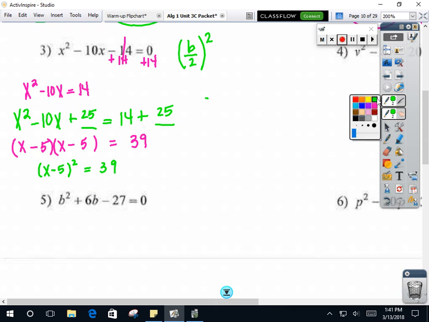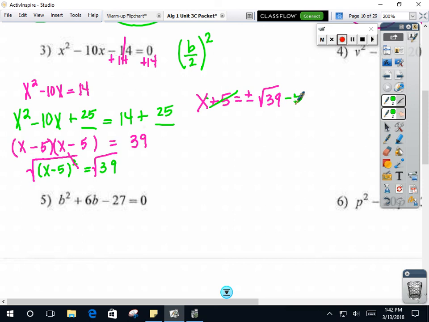Square root it. Those cancel each other out, leaving x plus 5 equals plus or minus the square root of 39. And now the last step to get x by itself is what? Subtract this 5 to the other side. And so now to get your two answers for x, which are going to be approximations because it's going to be decimals that you round, you just type in positive square root of 39 minus 5 and negative square root of 39 minus 5.